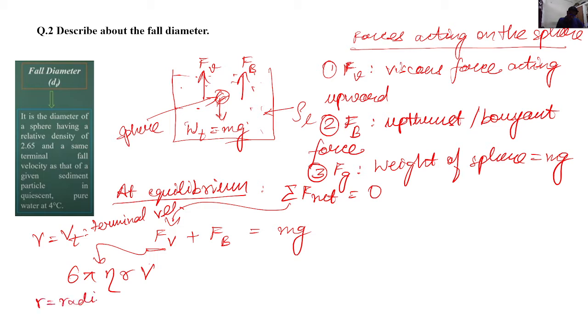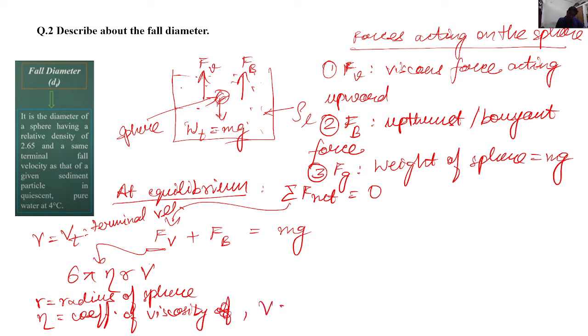R is the radius of the sphere, whatever the radius may be. Eta is the coefficient of viscosity, or in our technical terms, the dynamic coefficient of viscosity. And v is equal to vt, the terminal velocity. So 6 pi eta r v plus Fb. Fb can be represented as, according to Archimedes principle, the weight exerted by the mass of the liquid which is displaced by the sphere.